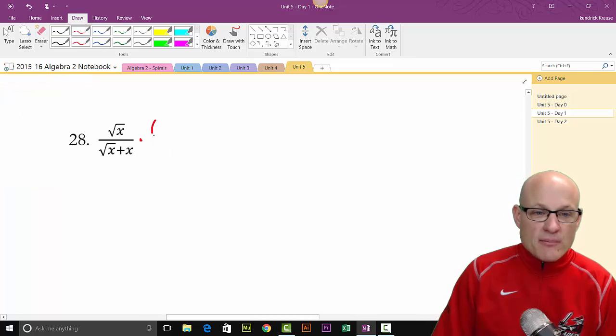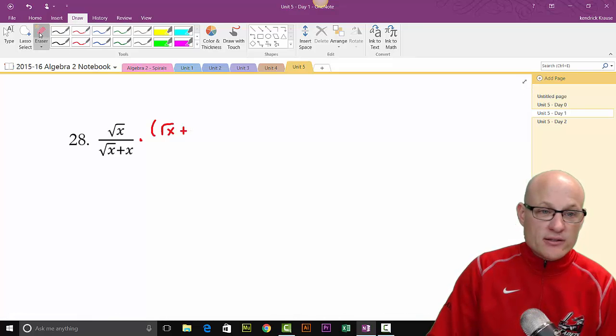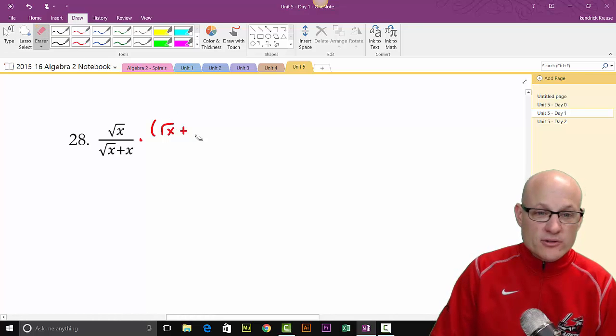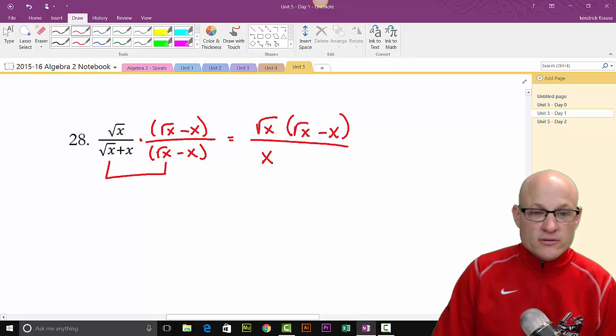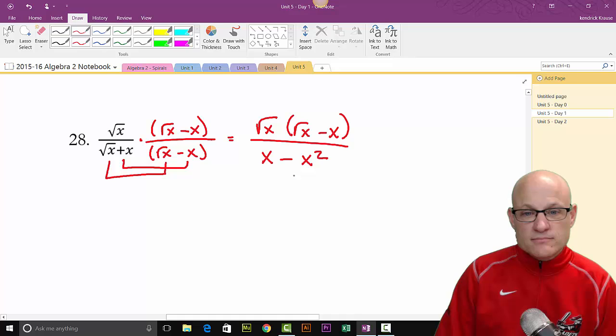All right, this one we're going to multiply by radical x plus, not plus, got to use the conjugate. What happened to my eraser? It's sort of annoying. Minus x all over radical x minus x. I'm not going to distribute for now. Radical x minus x. All over. These multiplied give me x minus x squared.